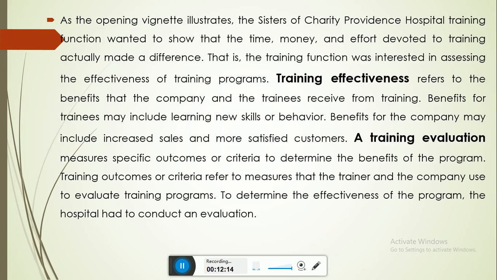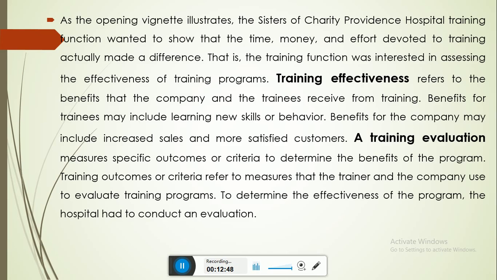So from the hospital's perspective, it means the time they have invested, the money they have invested, the efforts and energy they have spent on the training program has finally had a positive result. So they actually made a difference between the employees. So you can see that they saw the difference. How can you find out the difference before training and after training? By the help of training evaluation.